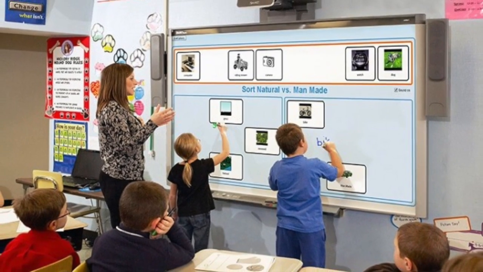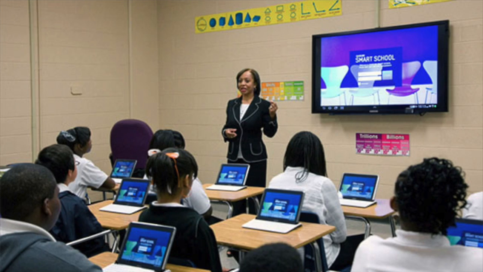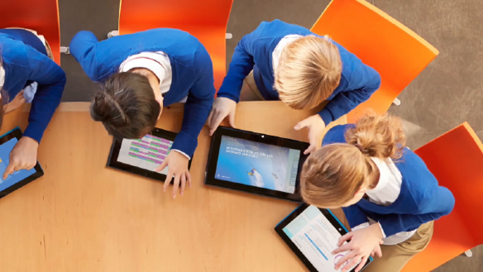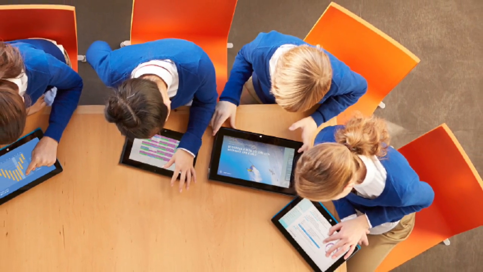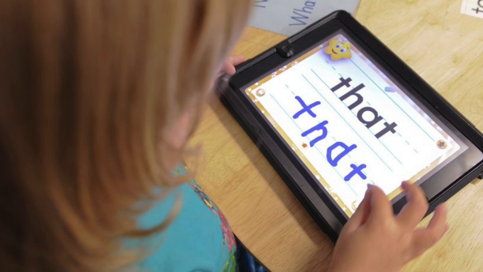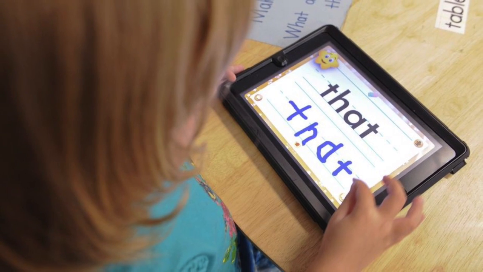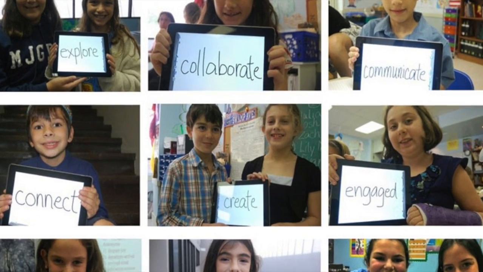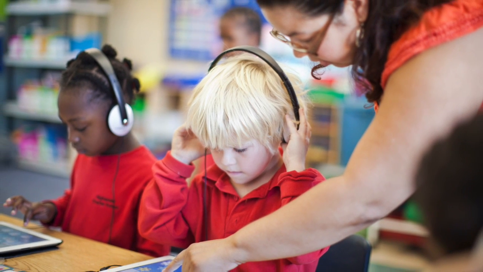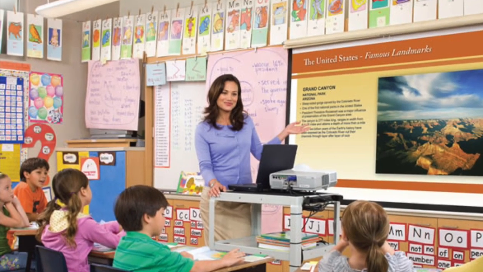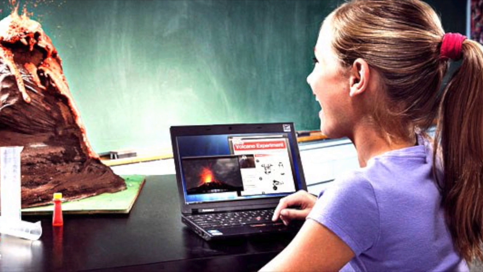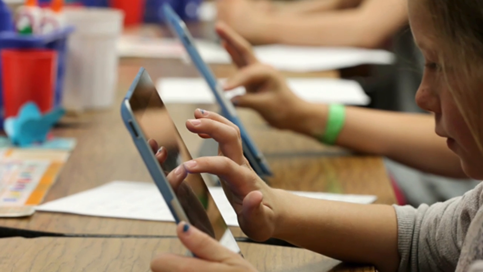Stage 2, augmentation. Technology acts as a direct tool substitute with functional improvement. In other words, technology offers an effective tool to perform common tasks. Stage 3, modification. Technology allows for significant task redesign. This is the first step over the line between enhancing the traditional goings-on of the classroom. Common classroom tasks are being accomplished through the use of computer technology. And the final stage, redefinition, which is when technology allows for creation of new tasks previously inconceivable.